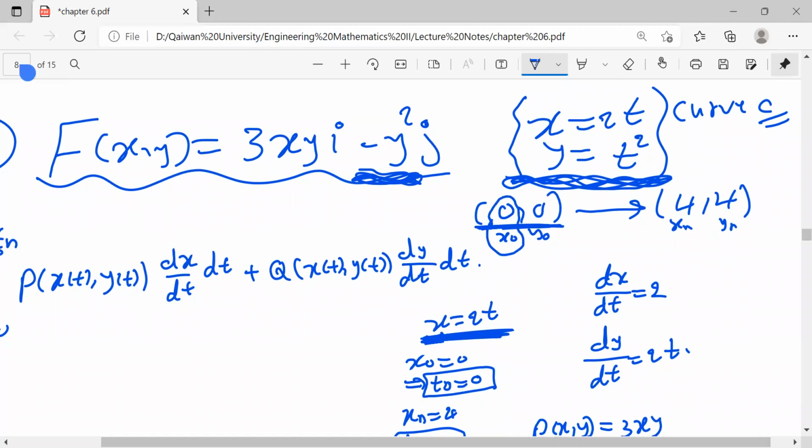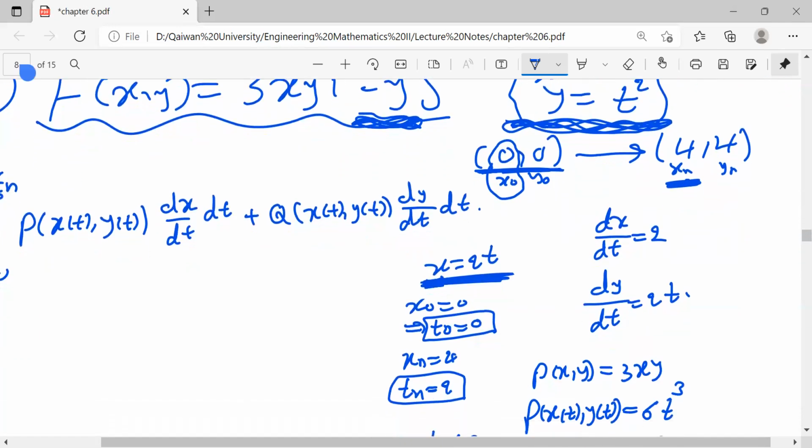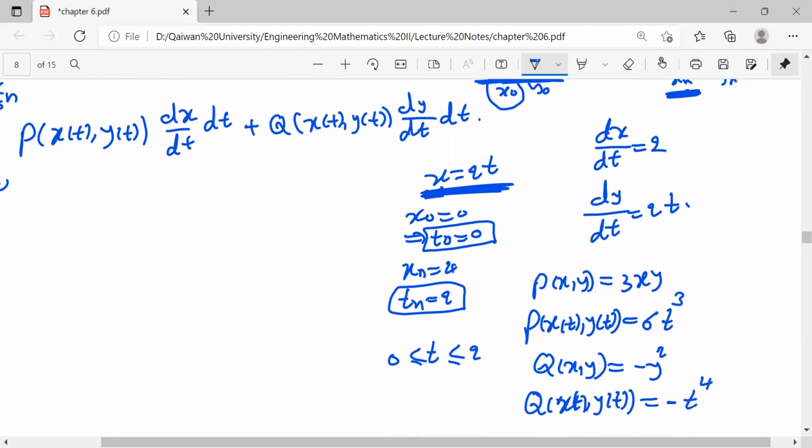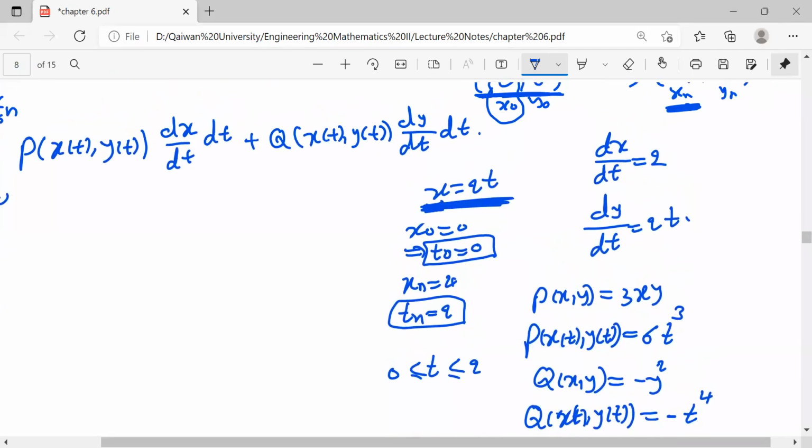We get t naught in this case. If we replace x by 0, we get 2t equals 0, so t is 0. That means t naught is 0. And if x is 4, which is xn, then replacing x by 4 gives 2t equals 4, so t is 2. That's why we say t is from 0 to 2. So t naught is 0 and tn is 2.